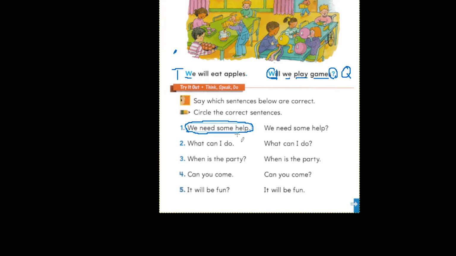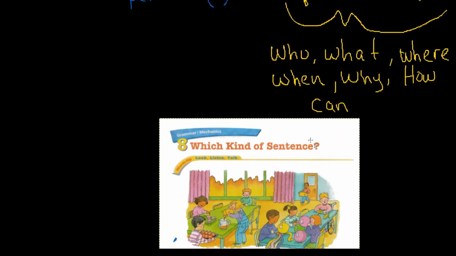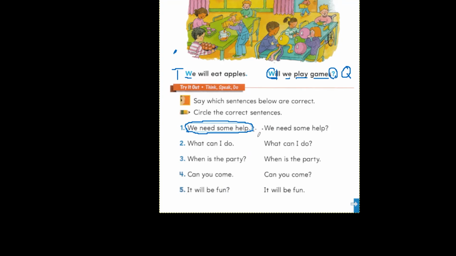Now, what can I do? Let's go up here and look at our question words. Who, what. There's our what. We can see what can I do starts with an uppercase and ends with a question mark. This will be our correct sentence.